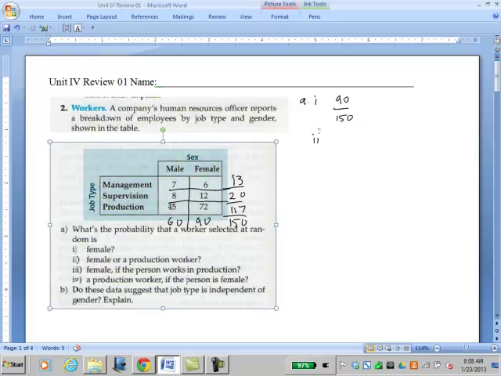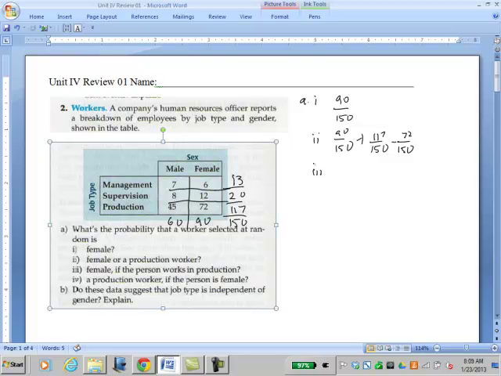Part II: female or a production worker. I'm just going to use the classic probability of A plus probability of B minus probability of A and B. So 90 over 150 plus 117 over 150, the probability that someone's production, minus the probability that production and female is 72, so 72 over 150. Whatever that ends up being, that's how you do II.